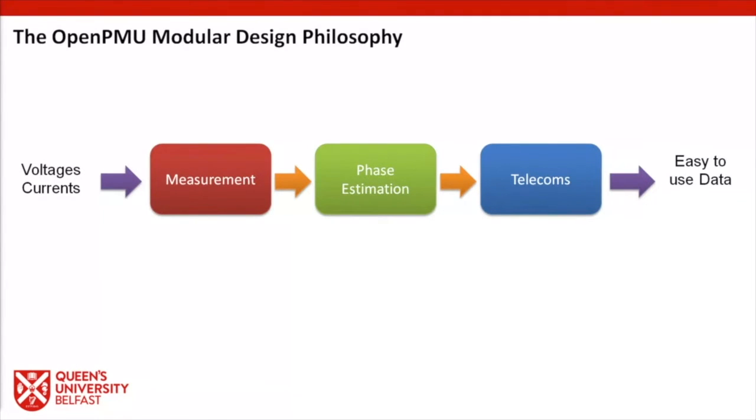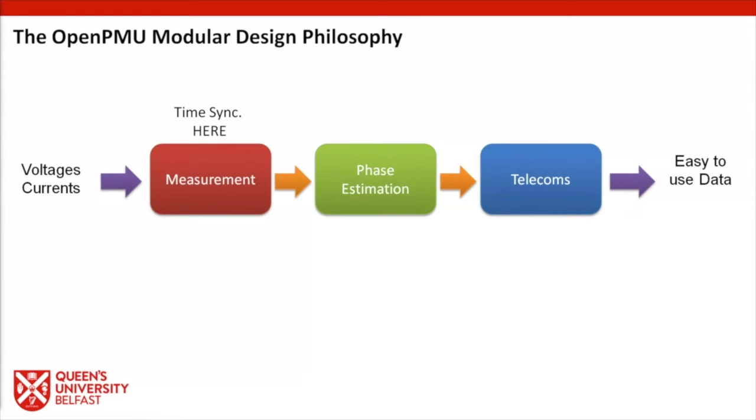So OpenPMU is built to the same concept as what Thorp, Phadke and Karimi outlined in their 1985 paper, in that it has three distinct blocks. It's been built on a modular design. So the voltages and currents go into the measurement block, which is the analog to digital converter. The sampled values are processed by a mathematical algorithm, a software algorithm, which turns them into a phasor. And then there's a telecommunications block, which handles onward communication to the outside world.